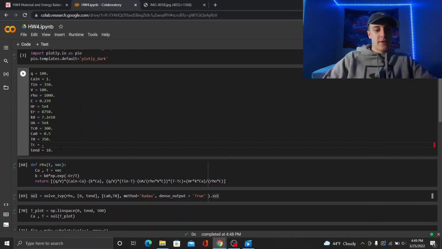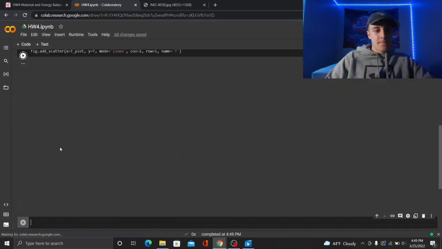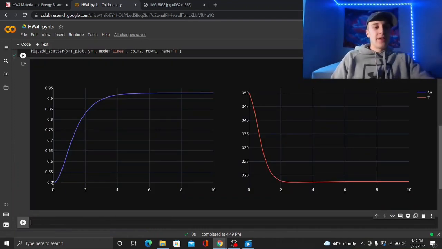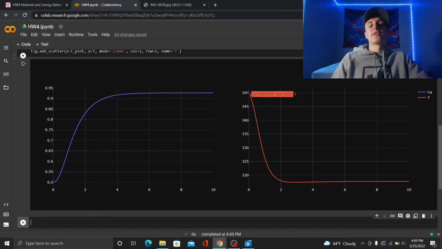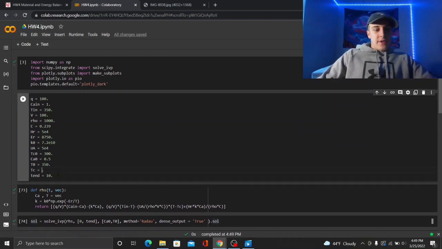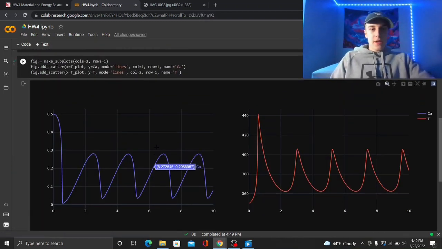But we can also look at it if it's at like 295. And this is kind of less interesting, but it would just start at that 0.5 initial concentration and just increase. And then the temperature will start at our 350 and just decrease all the way down. So I'm just going to leave it at this 305. And there we go.